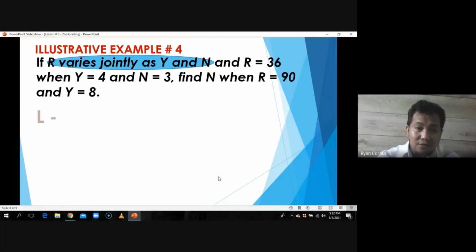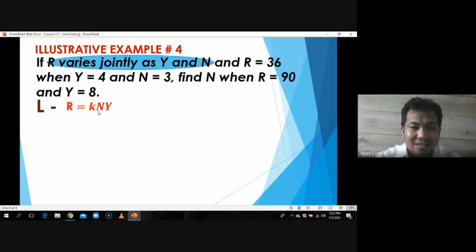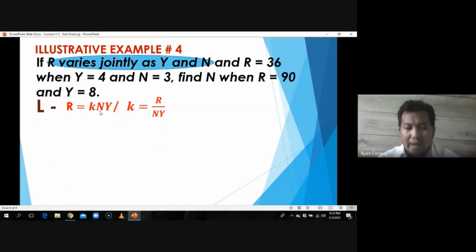So translate it first using the first step. R varies jointly as Y and N, so it will be R is equal to K N Y. Take note, since it is a product, the one that comes first in the alphabet is still the way we write it. It is not R is equal to KYN. It should be R is equal to KNY. So let's do it correctly, because it looks more awkward when Y comes before N. Right? Then in terms of K, that would be K is equal to R over NY.